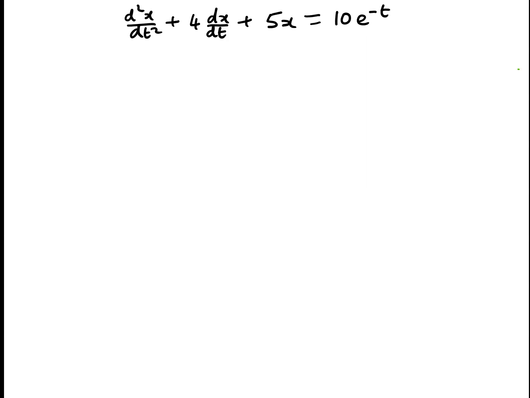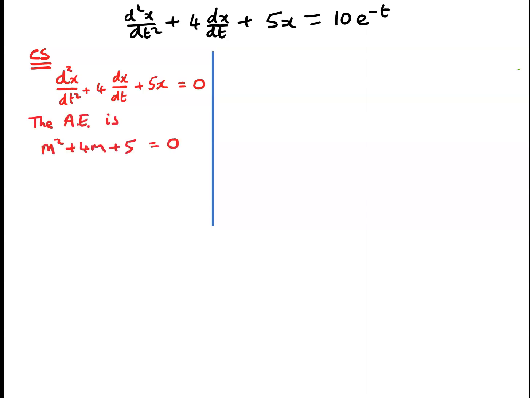So we've got the differential equation d²x/dt² + 4 dx/dt + 5x equals 10e^(-t). And this is a second order differential equation, which if you've done the differential equation work in Unit 4 of the Further Maths, you'll know how to solve. So we start off by finding the complementary solution, which is the solution to the equation d²x/dt² + 4 dx/dt + 5x equals 0.